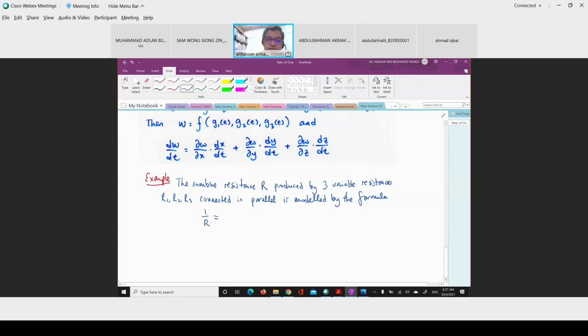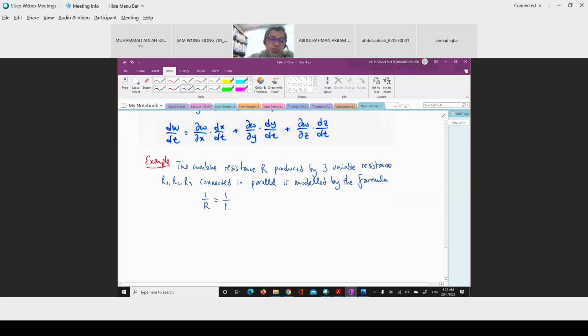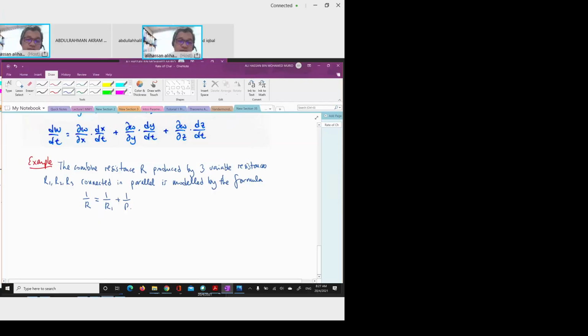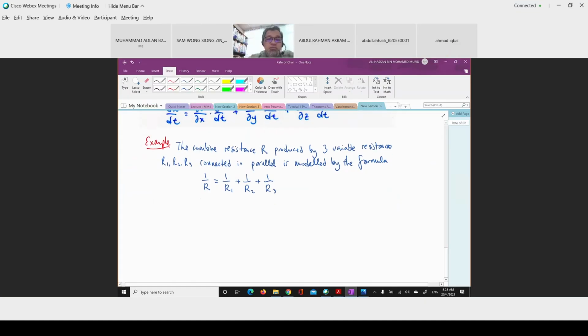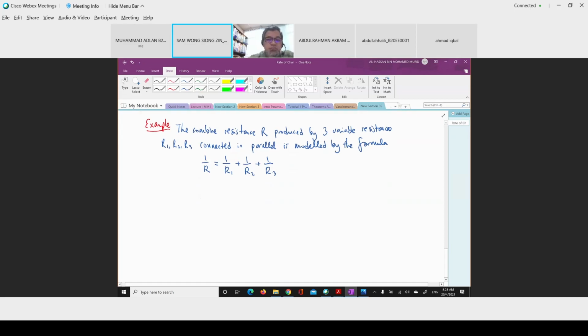Do you know what that formula is? 1 over R1 plus 1 over R2 plus 1 over R3. Yes. So you have learned about this, huh? Where did you learn about this? Circuit theory. Physics? In physics? Yes. Okay. So electrical engineering students, they should know this.